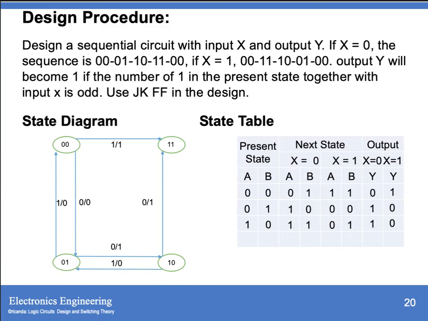Then for the state 11, for X equals 0, it goes to 00. Then your Y equals 1 because we have three 1s in your present state as well as your X.